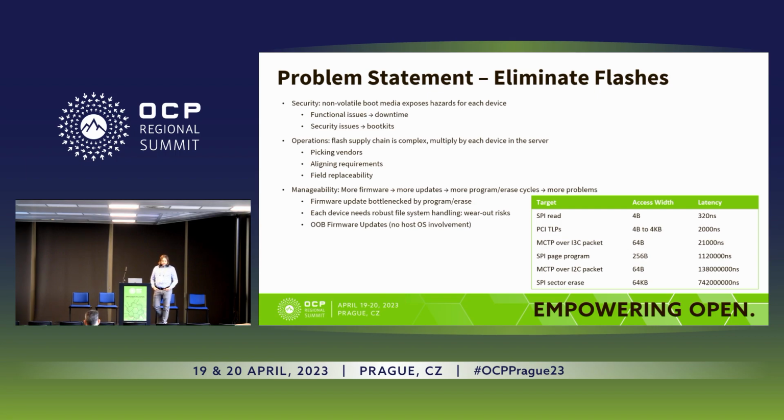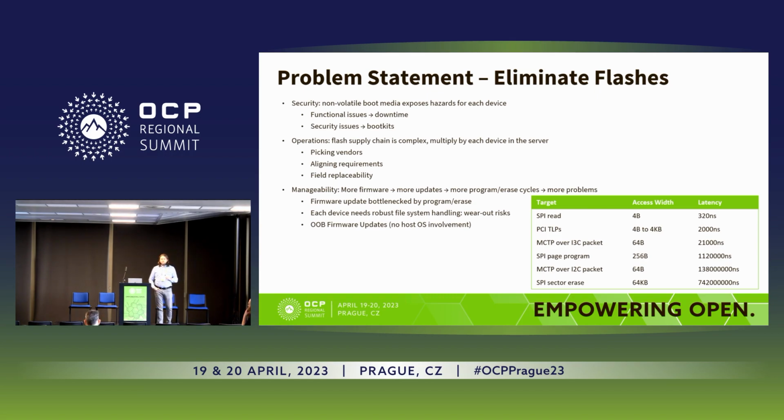Some of this comes down to functional issues with the non-volatile boot media. If there's a functional issue, it leads to downtime. There are also security issues. What are the boot kits in here? How does that work? And if you have a recovery, how do I execute the recovery flow? What if the flash got into a weird state? Do I have A/B flashes, or do I have it all in the same image? There are complexities with managing a flash.